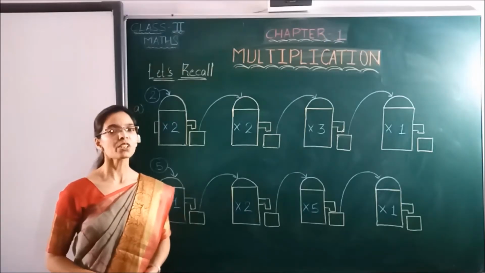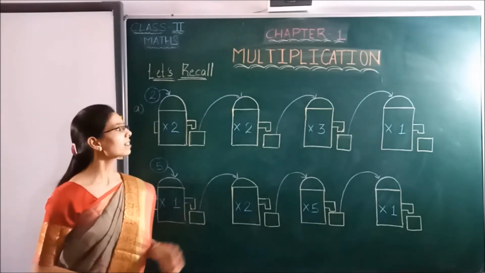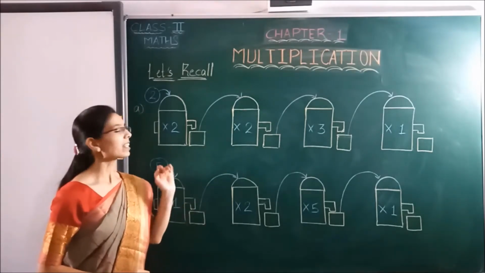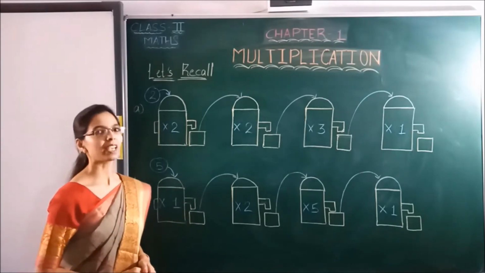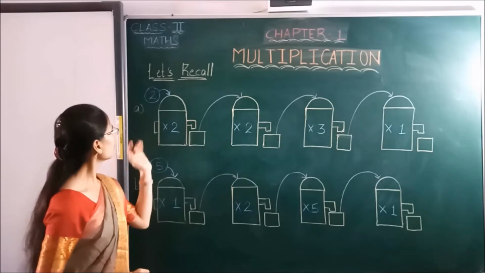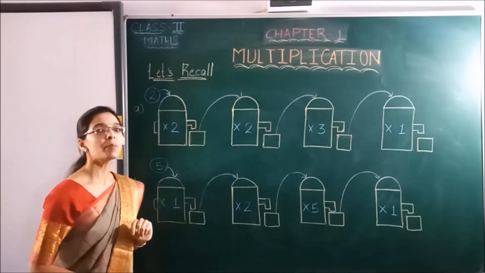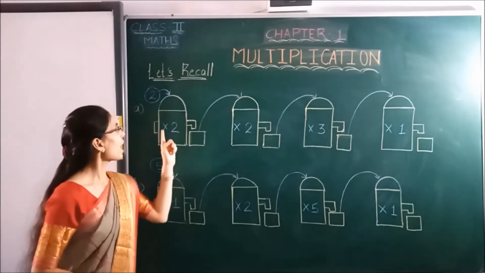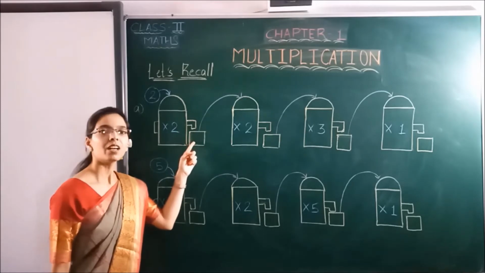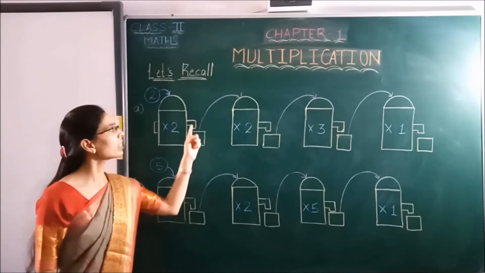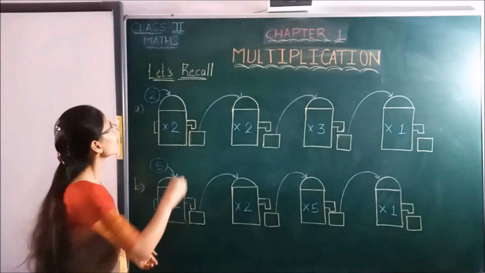Now children, what you have learned in class 1, we will just recall it. You can see here the maths machine. In this, we will do multiplication. In the first example, the number goes in from the top, and after multiplying, the answer comes into this box, and then it will go to the next machine. So we will start.